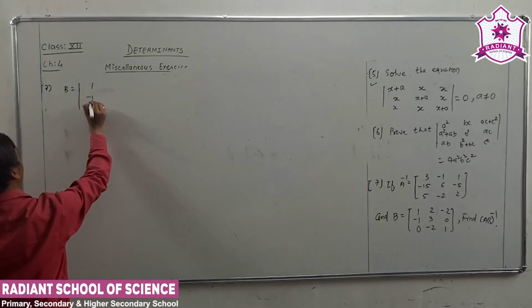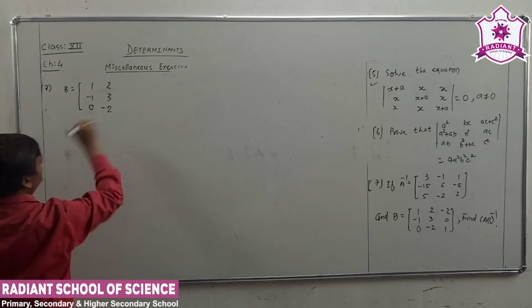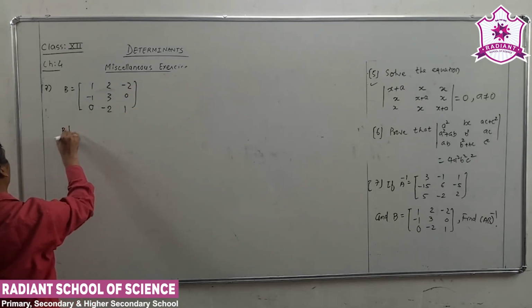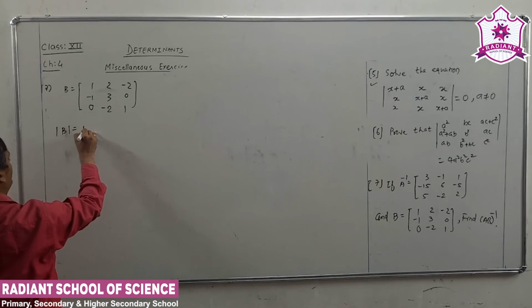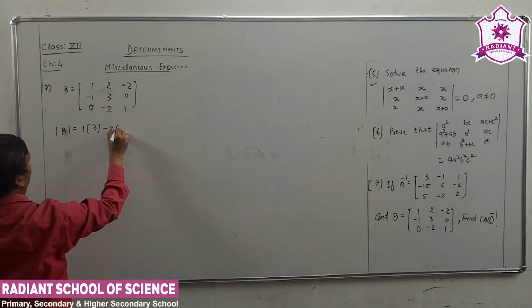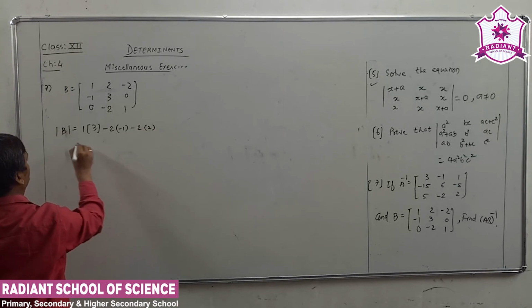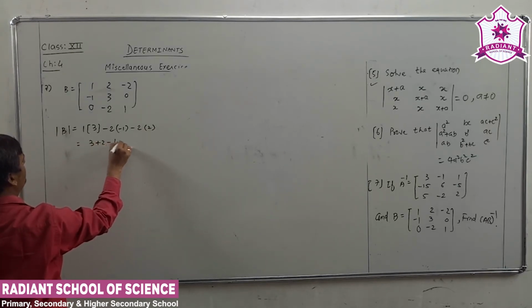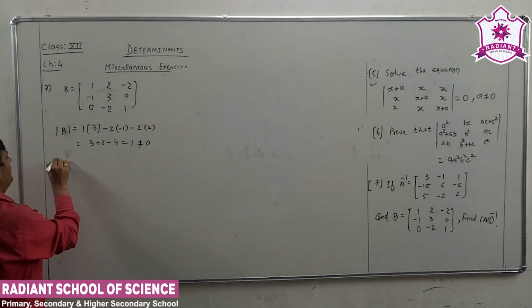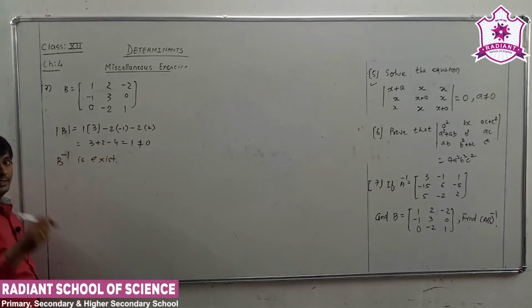So the matrix B is 1, minus 1, 0; 2, 3, minus 2; minus 2, 0, 1. The determinant of B is required, because the inverse requires this. So 3, minus 2 height is minus 1, and minus 2 height is 2 only, plus 2. So we get 3 plus 2 minus 4. This is not equal to 0. So the B inverse exists.